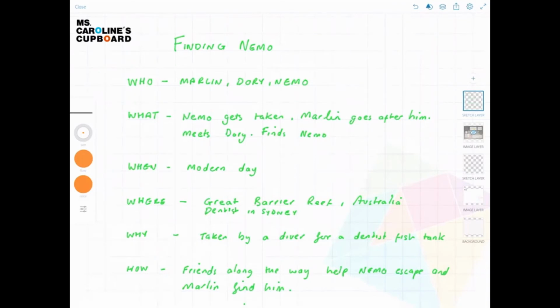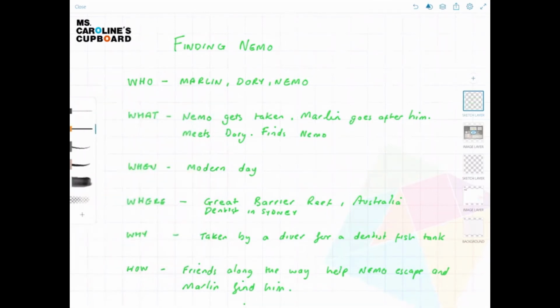Why does it happen? He gets taken by a diver for a dentist fish tank, so that's why he gets taken. And how? How does he find it? How does he find his son? Well, friends along the way help Nemo escape and Marlin to find him. So there you can see I've really summarised it in very short notes. Now my goal is to try to turn this into some kind of a paragraph. So the way that we do that is we're going to use all of these facts and we're going to turn them into more of a cohesive paragraph. So I'm just going to give you a rough idea of how I might do that.